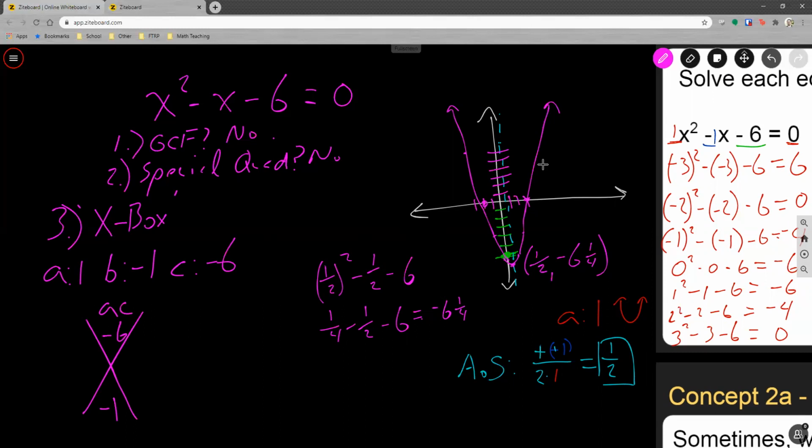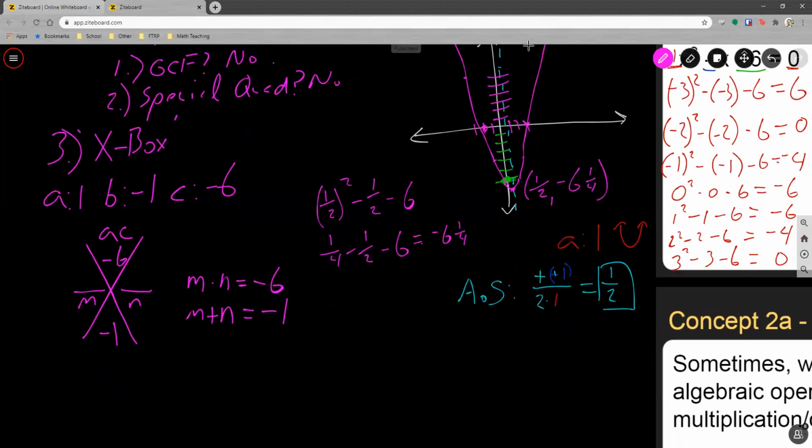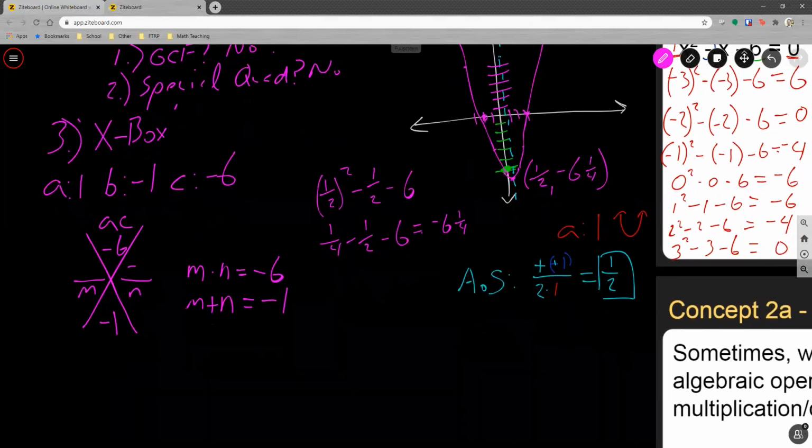So I need two values, M and N, that when multiplied give me AC, which is -6, and when I add them, gives me -1. Well, two numbers that multiply up to 6 that have a difference of 1, that's going to be 2 and 3. If I have -6 and I got to get a -1, that means the larger of the two numbers is going to be negative, so -3, and then the smaller of the two will be positive, so 2. So now I've got my M and N values.